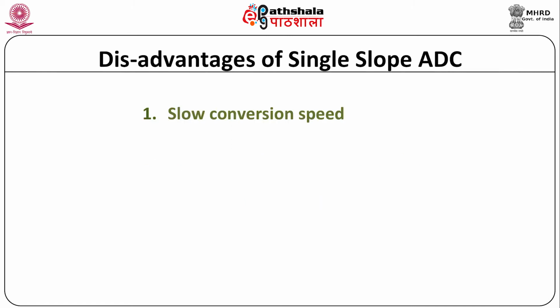There are two major disadvantages. The main drawback of the single slope ADC is the slow conversion speed. The output can take as long as 2 raised to n clock cycles to convert a single value.